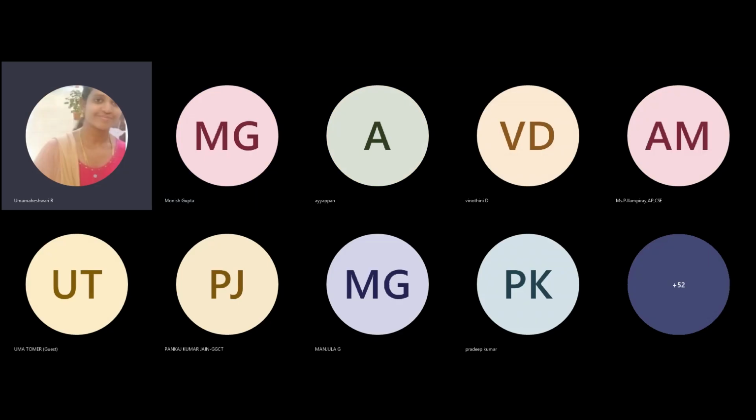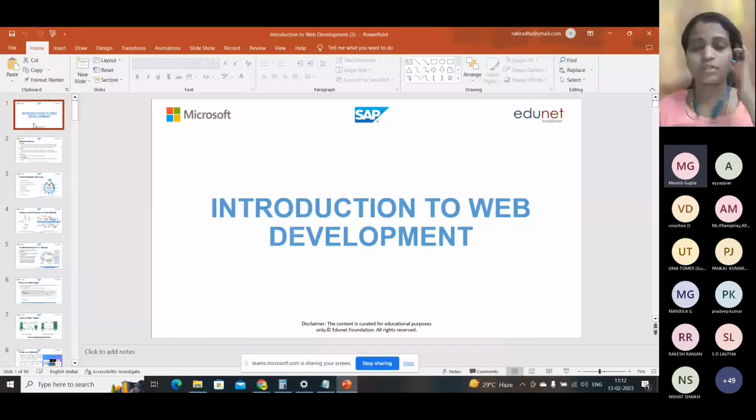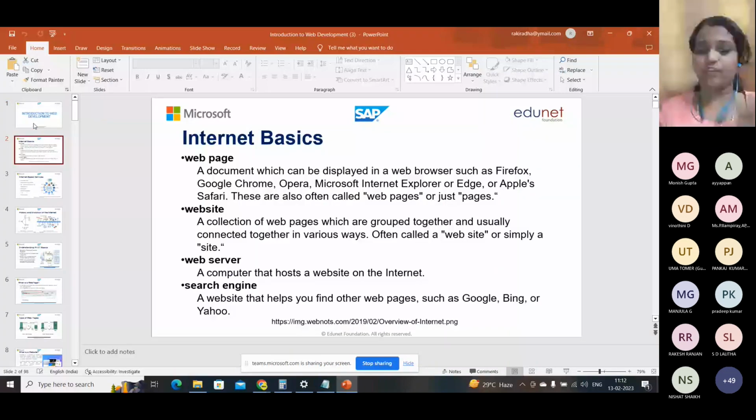So what we are going to learn. The first thing is it's all about web development. In this web development, we are going to learn about HTML, CSS, JavaScript, and Bootstrap. So these are the four things we are going to learn.